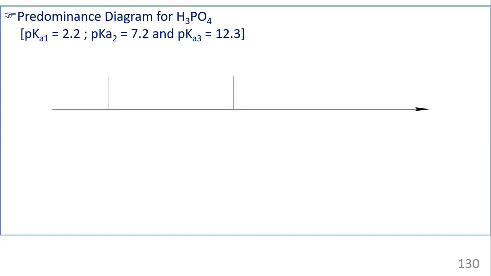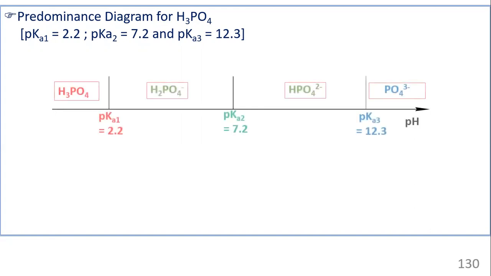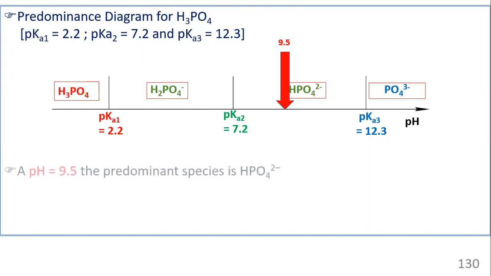Okay, so I first have to draw out my predominance diagram. I draw out the simplest predominance diagram possible initially, okay? So I put the pKa values aligned: pKa1, pKa2, pKa3, that's your pH. Then I put the most acidic species at the lowest pH: H3PO4, then H2PO4 minus, HPO4 2 minus, and PO4 3 minus, okay? Now, at pH 9.5, what is my predominant species? Yes, it is HPO4 2 minus.